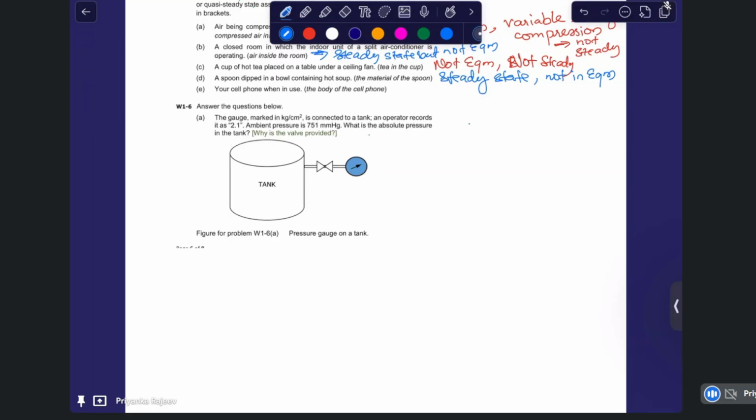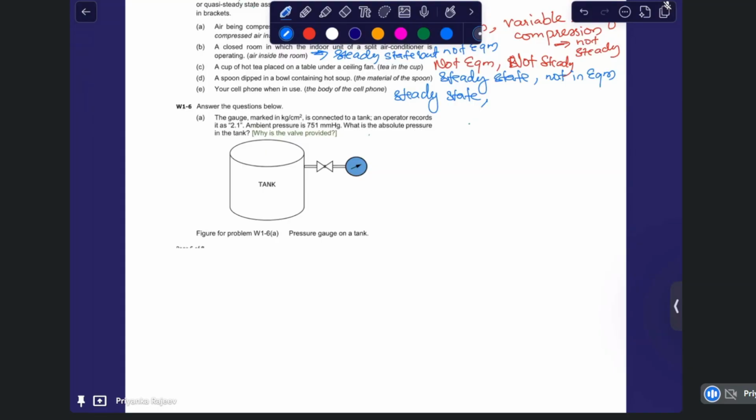Your cell phone when in use. Okay, my cell phone when in use, it is steady state if I'm continuously using. If I'm switching it on and off within a small amount of time, then that is not steady state. But steady state if continuous usage is there or continuously it is switched off, it is steady state.